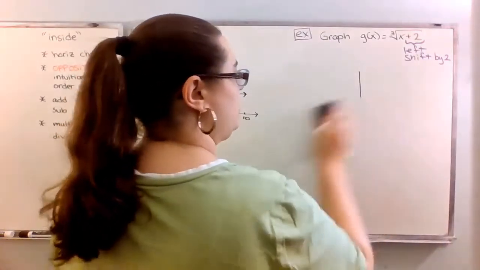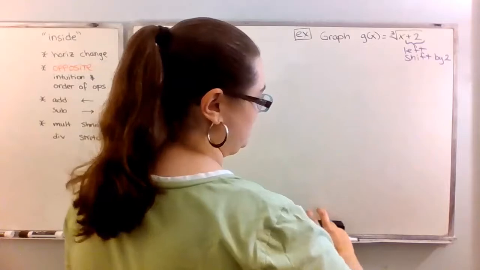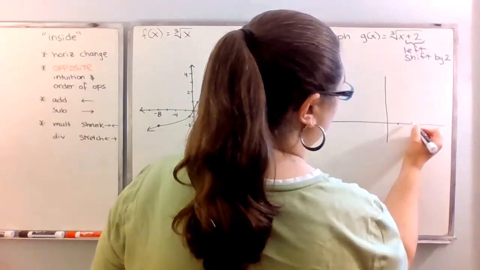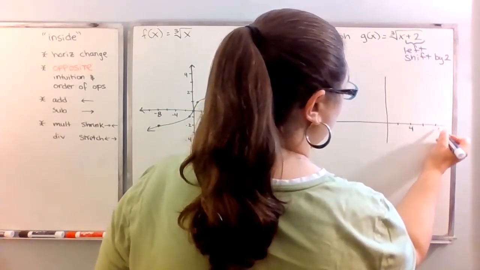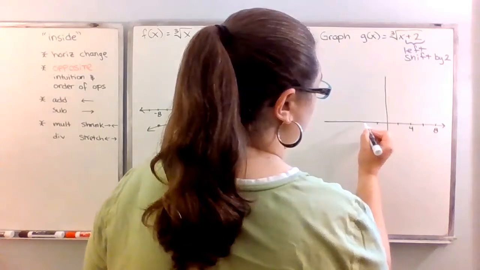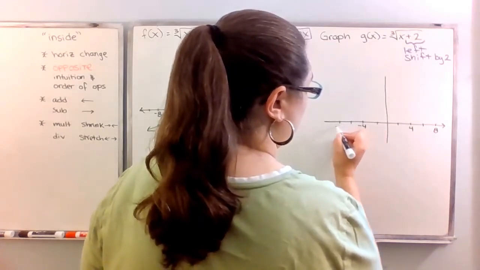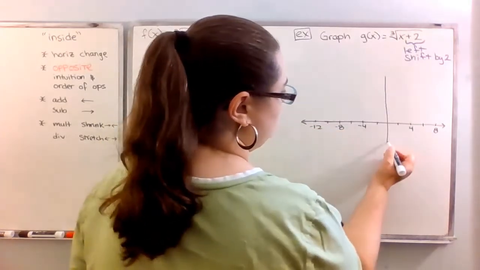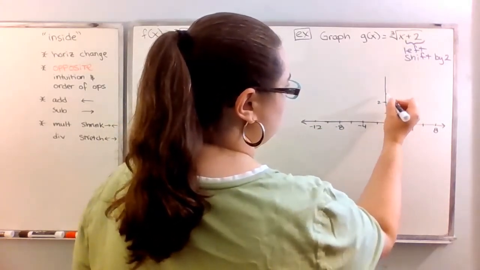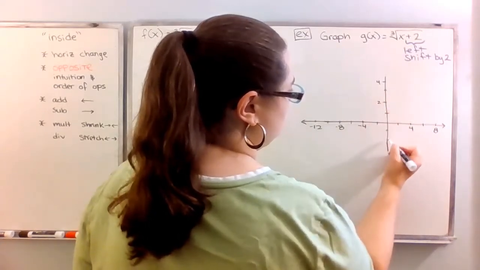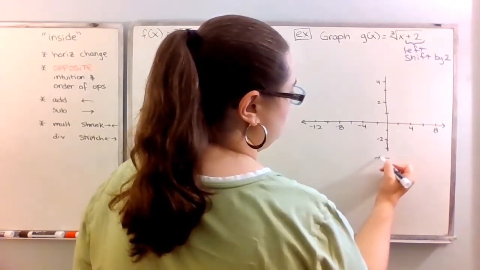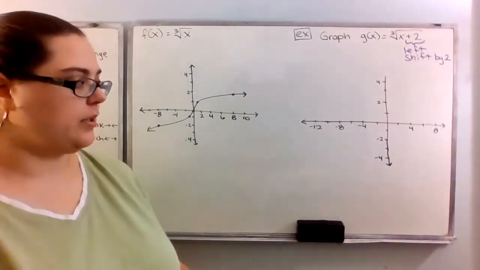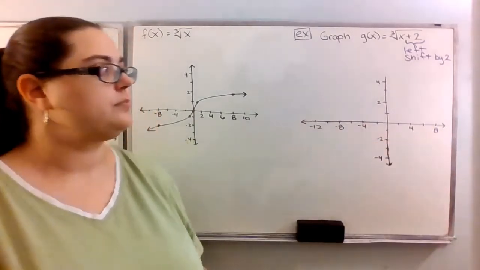Probably should have done that a little bit better. So let's redraw that. There we go. Okay, so that's my new grid that's going to go from -12 to 8.